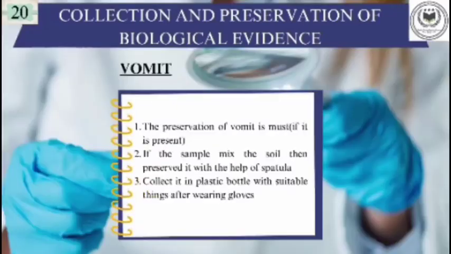Then vomit. If vomit is present at a crime scene, it is a must to preserve it. If the sample is mixed with soil, preserve the soil along with the vomit sample with the help of a spatula and collect the samples in a plastic bottle with suitable materials. Before collecting those samples, wear gloves.